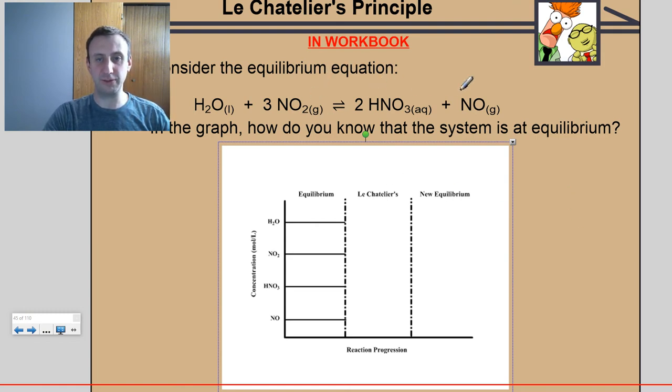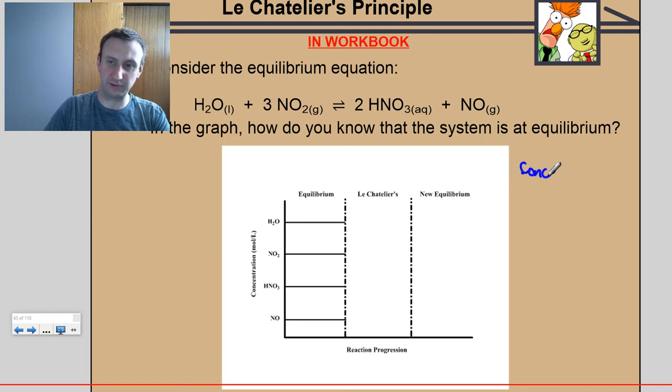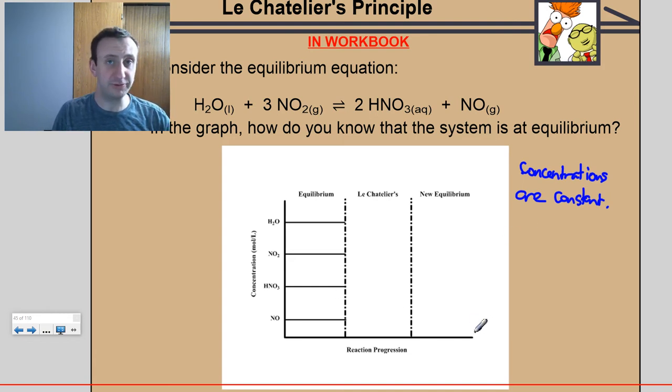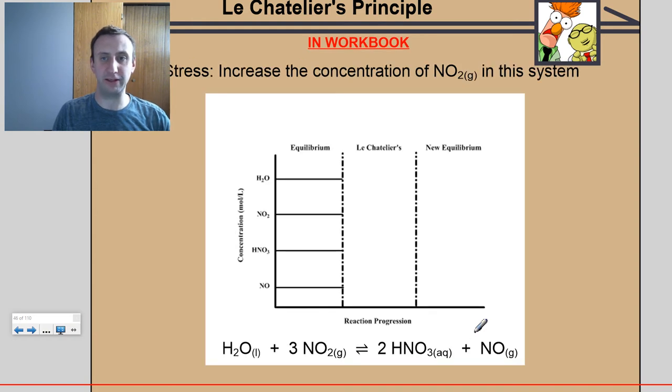All right, so let's consider this equilibrium. I've got H2O liquid plus 3NO2 gas equals 2HNO3 aqueous and NO gas. And if I take a look at this, I can tell it's at equilibrium right now because all of the concentrations are staying constant. Because they're not changing, I know that this is currently at equilibrium on this graph. So now let's actually use a stress and see how it shifts and how things react.